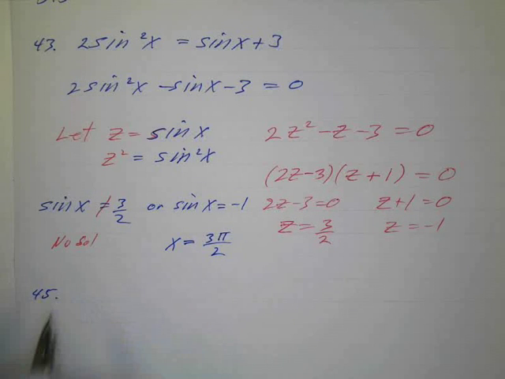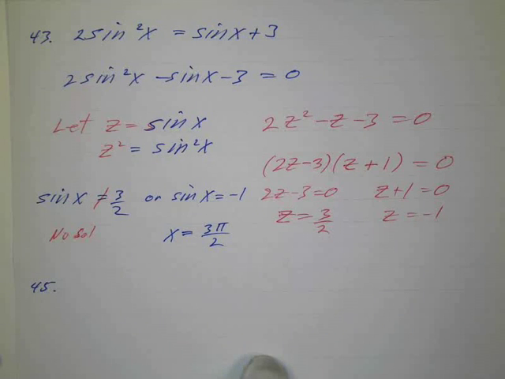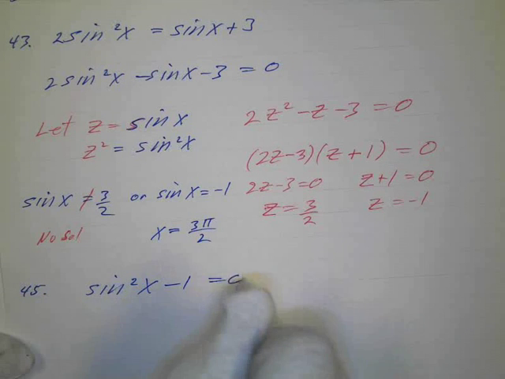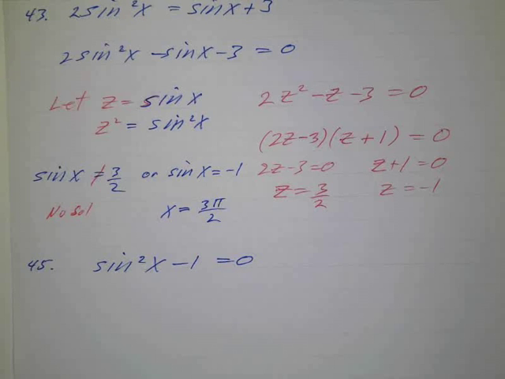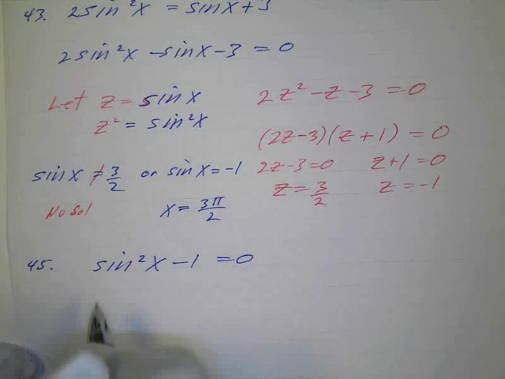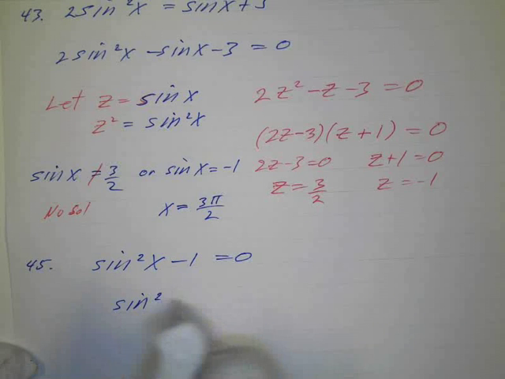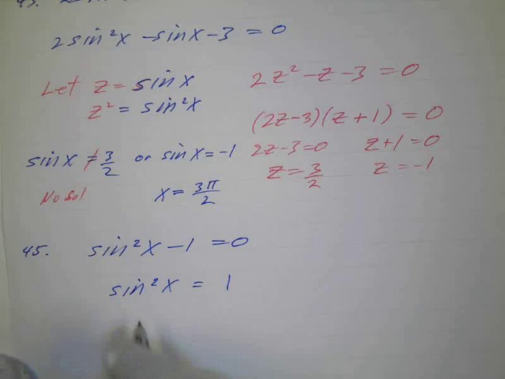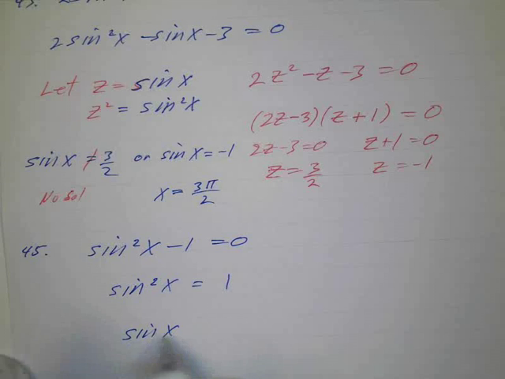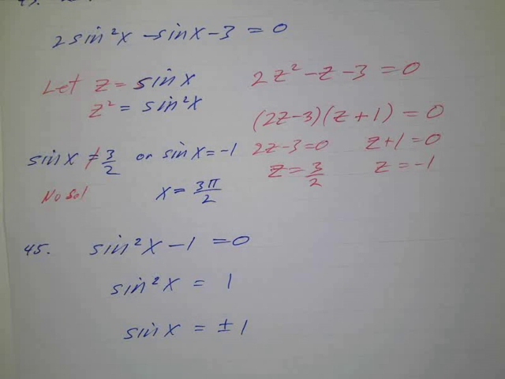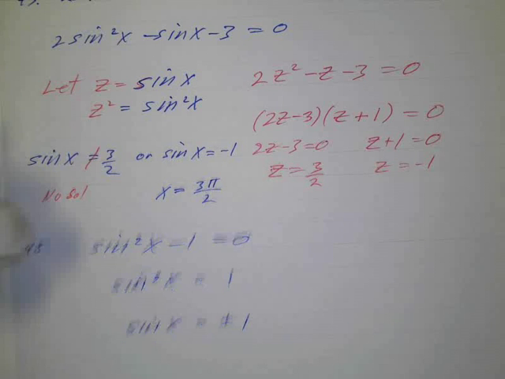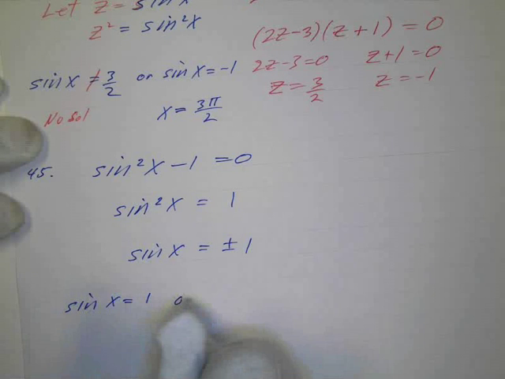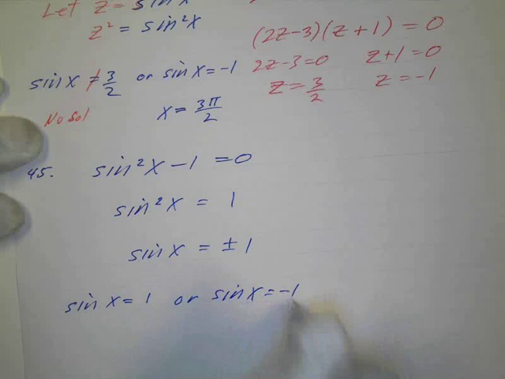Okay, 45. Sine squared of x minus 1 equals 0. Now there's a couple ways to do this. We could factor it, or we could just add 1 to both sides. So you could say that the sine squared of x equals 1. And then we could just take the square root of both sides, and we would get the sine of x equals plus or minus 1. Now if you factored it, it would be the same thing, setting each factor equal to 0. This is a little quicker way, so we could say the sine of x equals 1, or the sine of x equals negative 1.